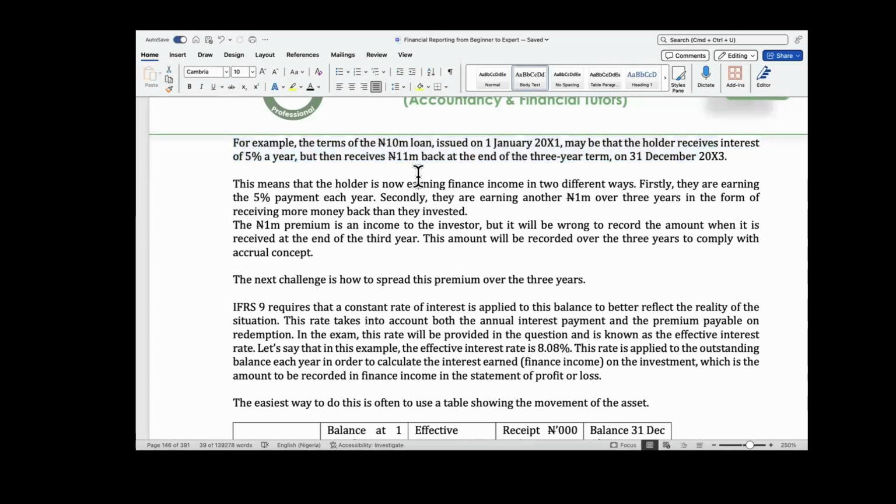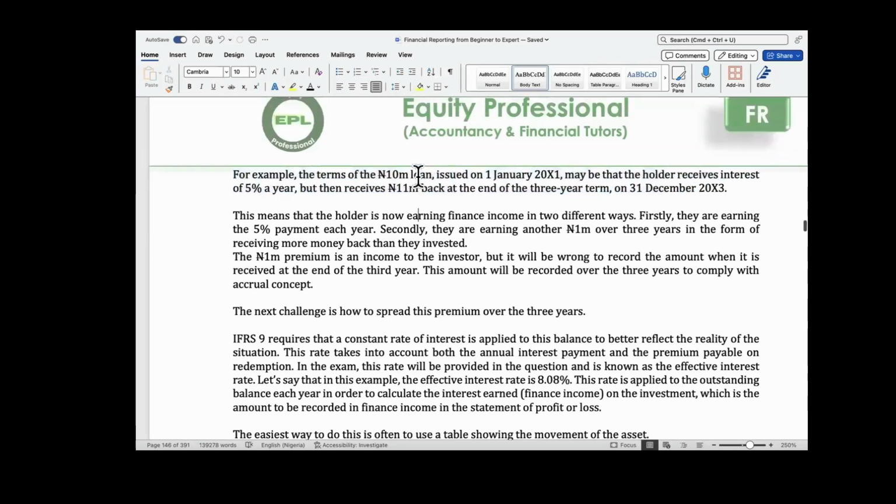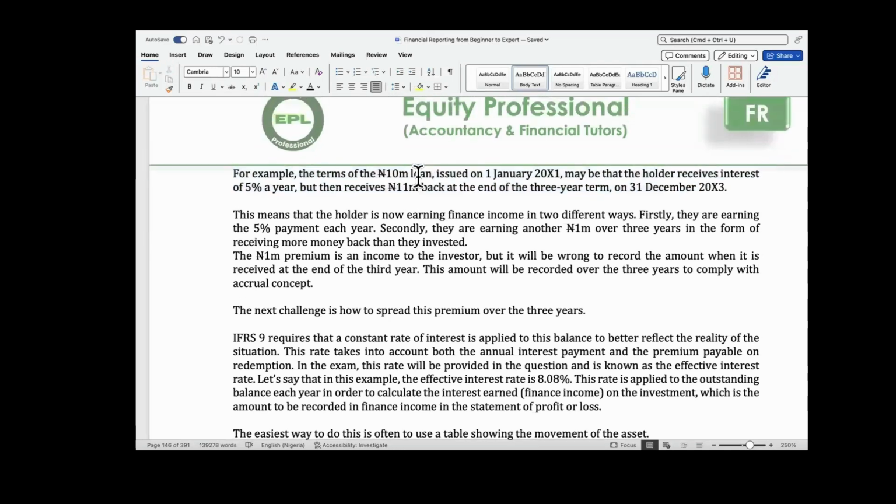However, you see that 2.5 million, they are both income. They are both, in fact, finance income, or you call it interest income. They are both interest. But this 5%, the pattern of recognition is clear every year. It's 5% per annum, which is how accounting works. We expect to recognize income every year.